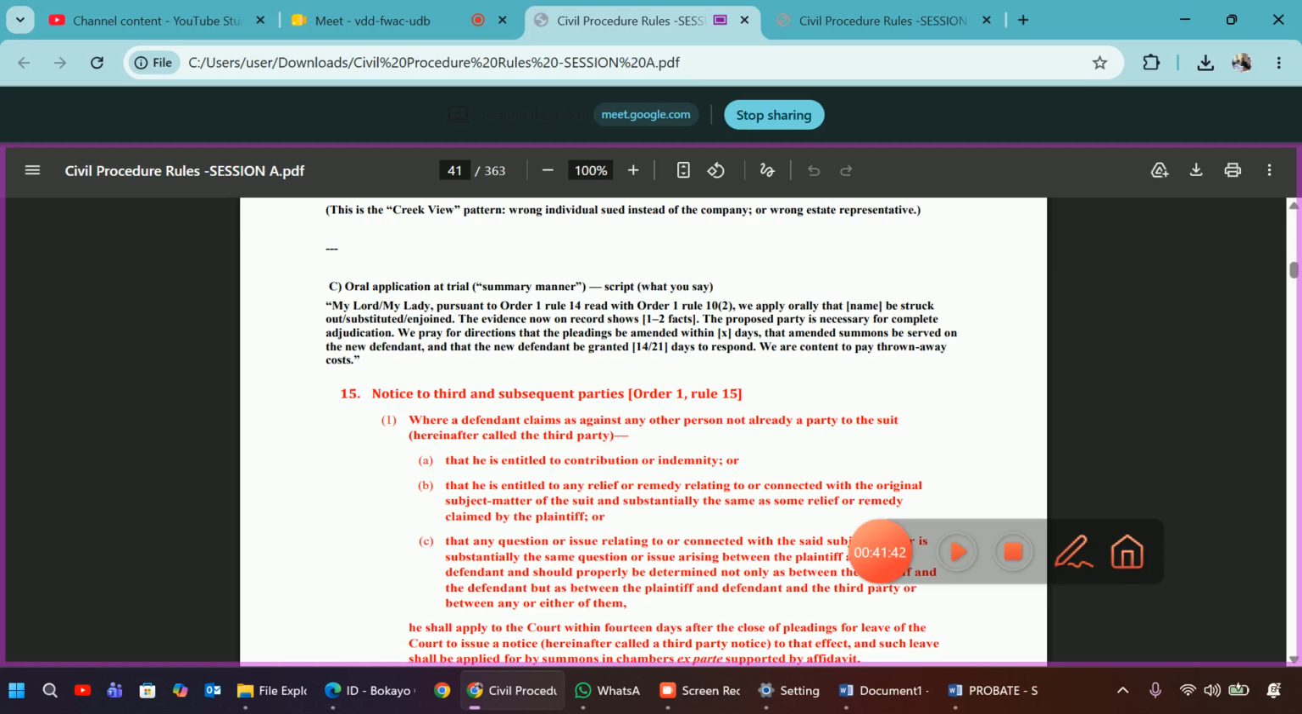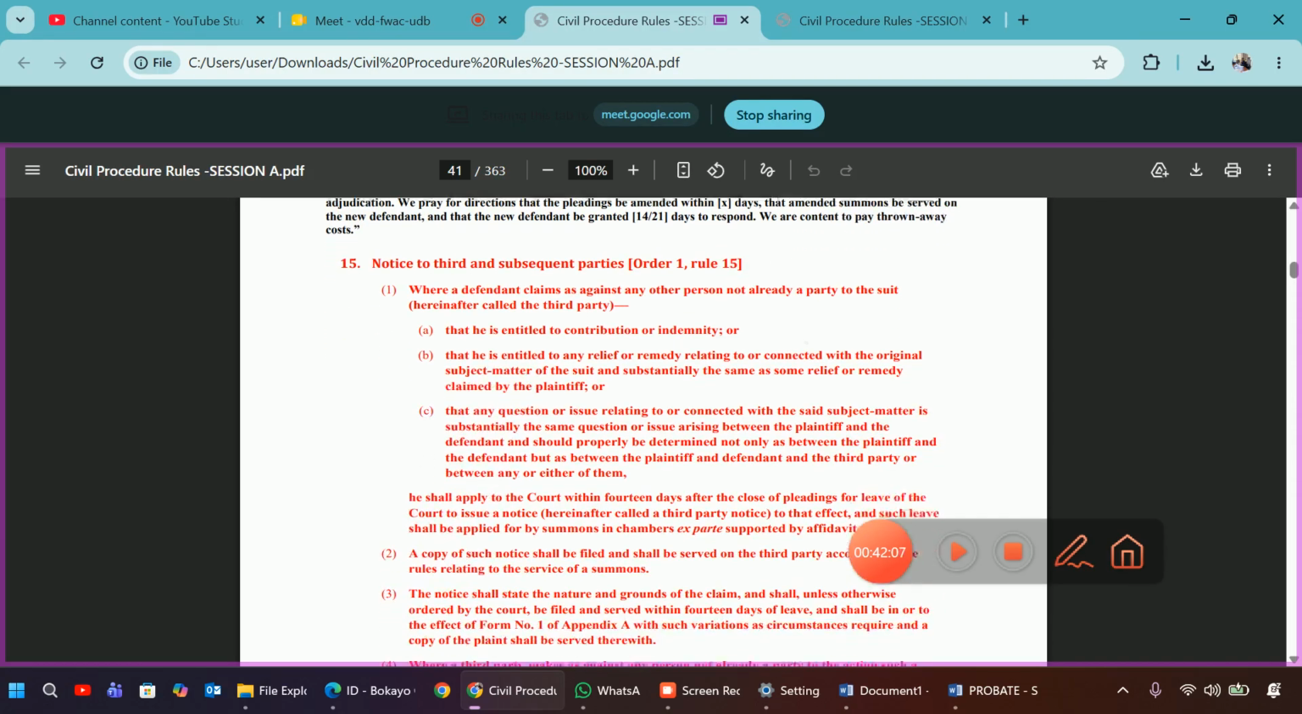The evidence now on record shows facts 1, 2, 3, 4. The proposed party is necessary for complete adjudication. We pray for direction that the pleadings be amended within this number of days, that amended summons be served on the new defendant, and that the new defendant be granted a number of days to respond. We are content to pay throwaway costs. So that is an opening statement when you are referring to a trial advocacy unit.